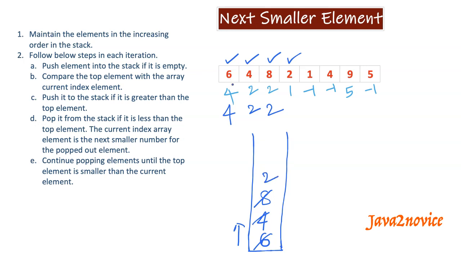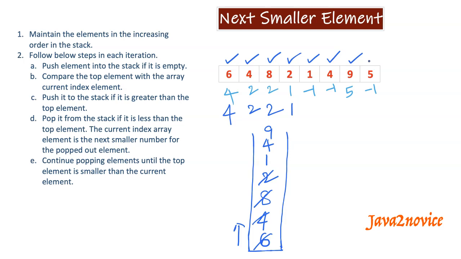In the next iteration, 1 is the number. 1 is less than 2, pop out 2. 1 is the next smaller number for number 2. Since the stack is empty, push 1 into the stack. In the next iteration, 4 is the number. 4 is greater than 1, so push it into the stack. In the next iteration, 9 is the number. 9 is greater than 4, so push it into the stack.